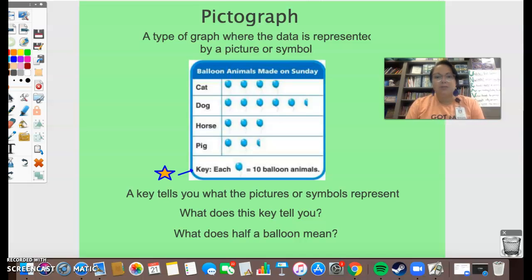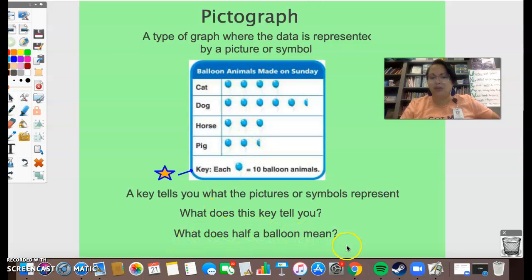So a pictograph is a type of graph where the data is represented by a picture or a symbol. In kindergarten and first grade when you did graphs, most of the time one picture equaled one thing. Now as you've gotten older in second and now third grade, you're seeing different examples where each balloon equals 10 balloon animals. So this picture of one balloon doesn't just mean one balloon, it means 10. So you have to count them by tens. So for example, 10, 20, 30, 40 cats were made. 40 balloon cats, okay?